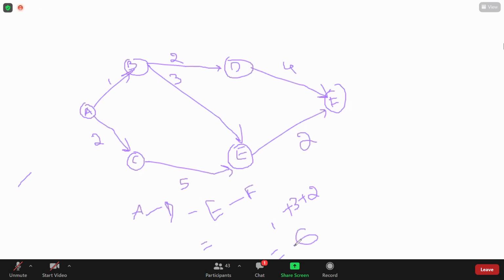Multi-stage graphs. Can anyone tell me the formula for this? How can we frame the formula? Cost of i comma j. i is not the vertex, i is the stage, and j is the vertex. So cost of i comma j is equal to, how are we getting this?